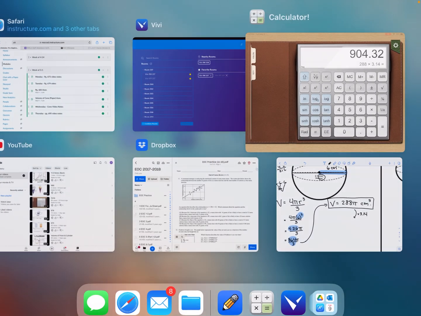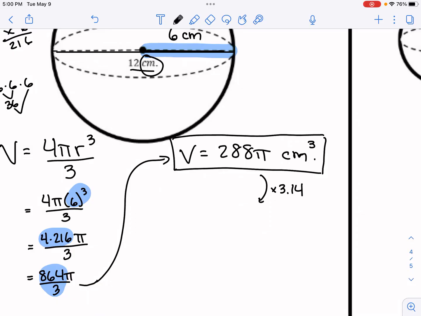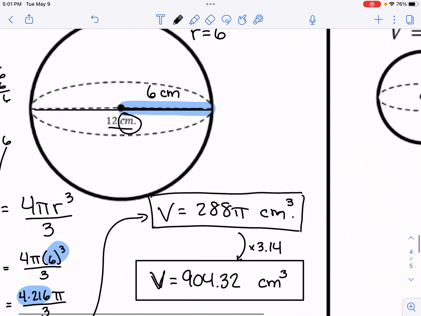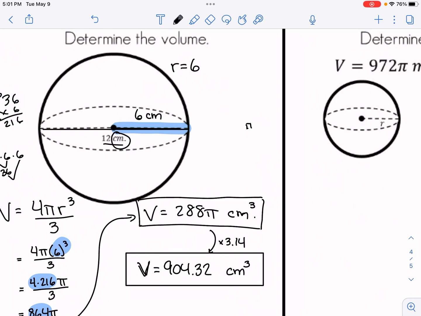So 904.32. Round to the nearest hundredths place. 904.32 cubic centimeters. And there we go. So whatever it is, let's say a cubic centimeter is this big. It would take 904 of these and 32 hundredths of one to fit into this sphere with the same dimensions, with the same unit. All right, and now let's work on the last one.